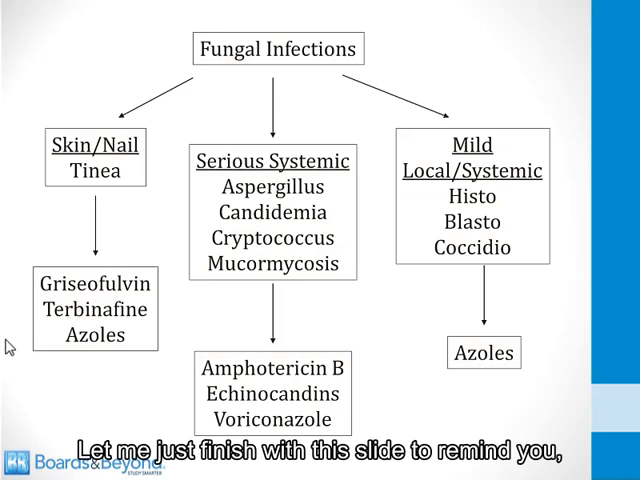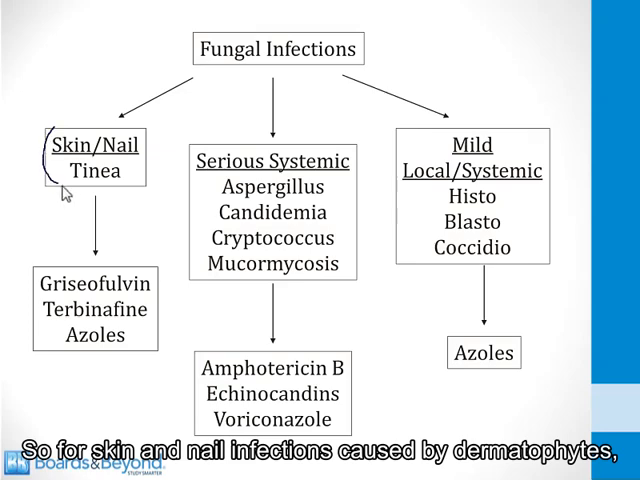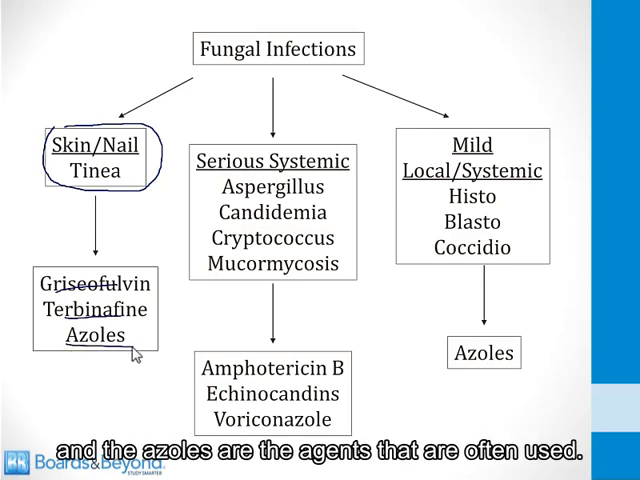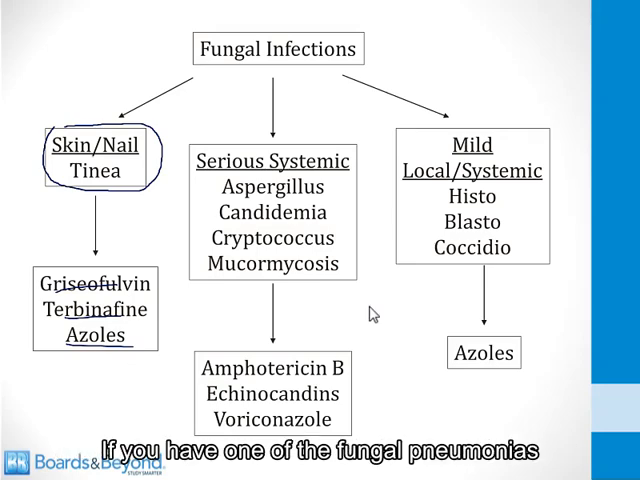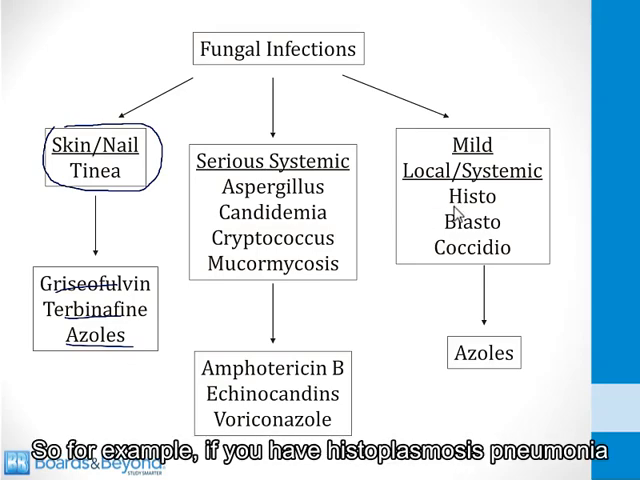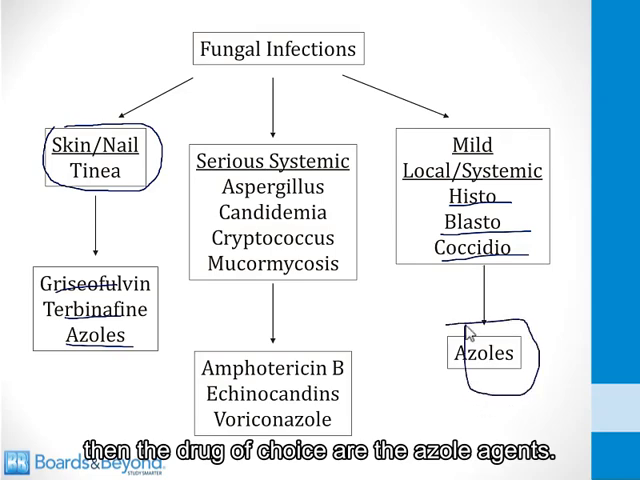Let me just finish with this slide to remind you where these different drugs are used. So for skin and nail infections caused by dermatophytes, the tinea infections, griseofulvin and terbinafine and the azoles are the agents that are often used. If you have one of the fungal pneumonias and you have localized or mild systemic disease, so for example, if you have histoplasmosis pneumonia or blastomycosis or coccidioidomycosis, and you have a mild pneumonia and not severe disseminated disease, then the drug of choice are the azole agents.